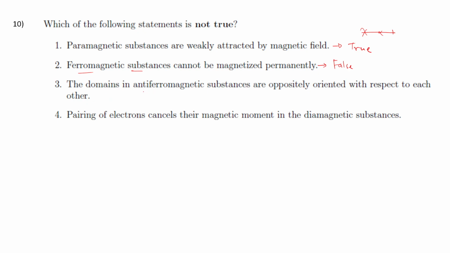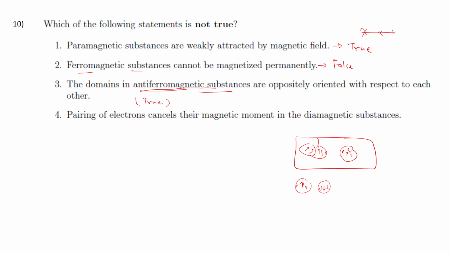There is another class of substances called antiferromagnetic substances, in which the domains are oppositely oriented with respect to each other. So for example, we have a magnetic substance. There are certain regions in which the spins are aligned with each other. Like for example, if we see a particular region here, all the spins will be aligned in one direction. But for antiferromagnetic substances, there would be domains which will be oppositely aligned. So this is a true statement.